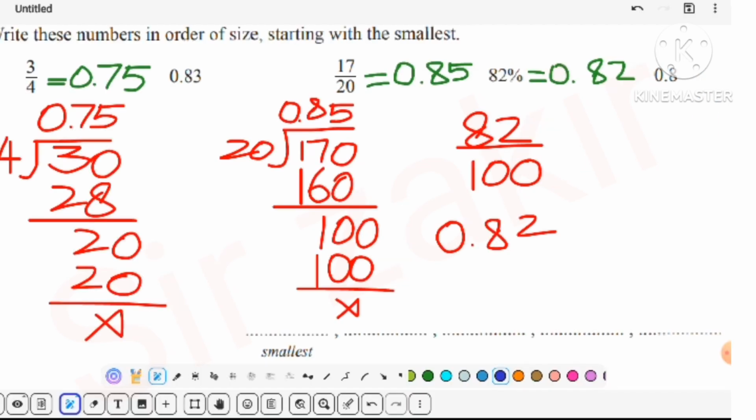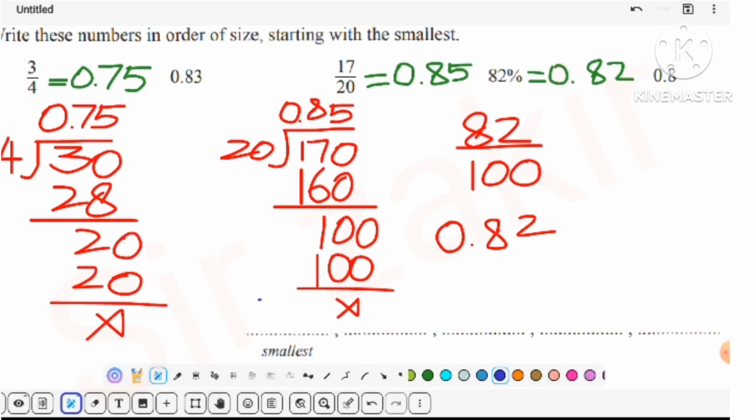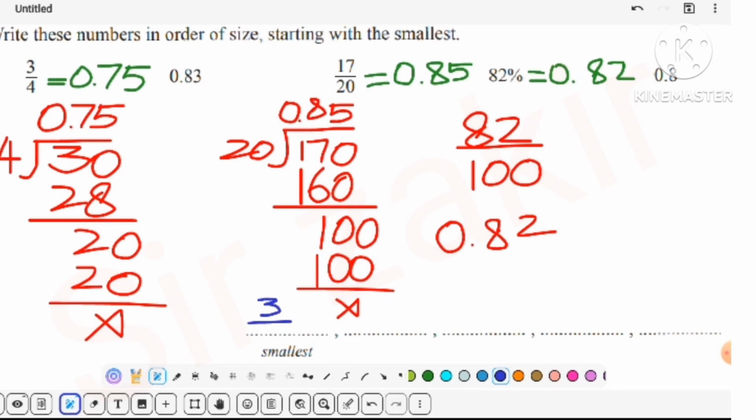Now students, we can easily identify which one is smaller, which one is greater. We can decide about them all easily. So let's look. Which one is the smallest? One of them is 0.75. All the others are greater than that. So 0.75, which means 3 by 4, is smallest.